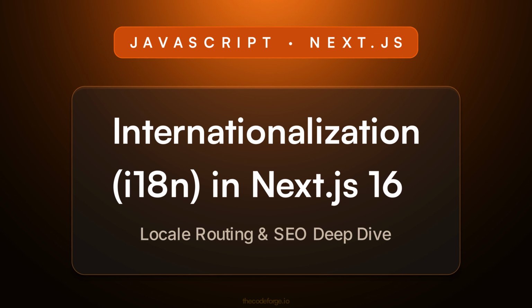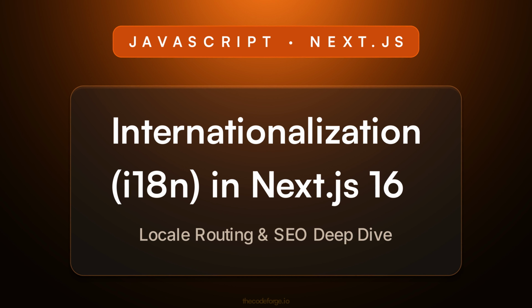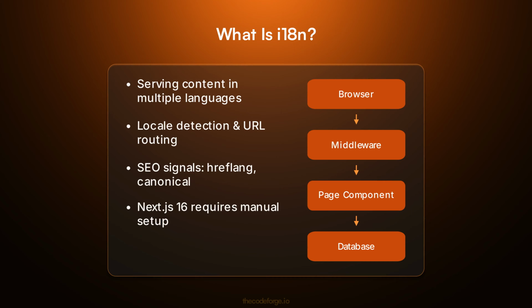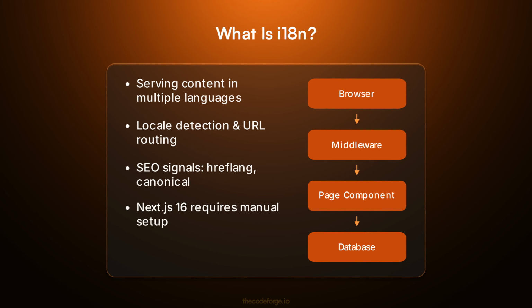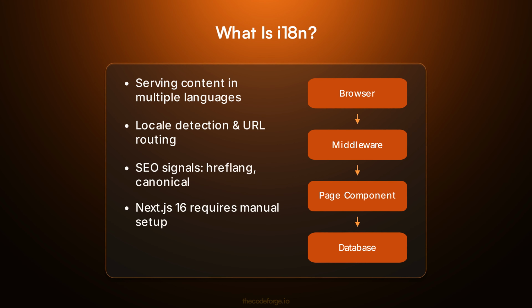Let's break down internationalization, i18n, in Next.js 16, how it works, and the exact mistake behind that failure. Internationalization in Next.js 16 is the architecture for serving your app in multiple languages. It involves locale detection, URL routing, and SEO signals like Hreflang tags. Unlike other frameworks, Next.js provides zero automatic SEO support. You must implement everything yourself.